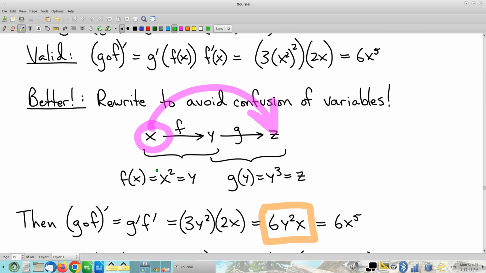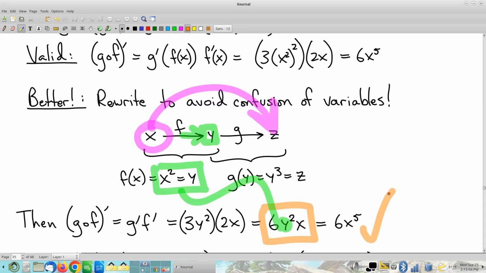And, of course, it says right here, y being, after all, the output from the f function. Plug that in. Y is just x squared, and we get the answer that we know we were supposed to get in the first place, namely 6x to the fifth. So I like this much better.